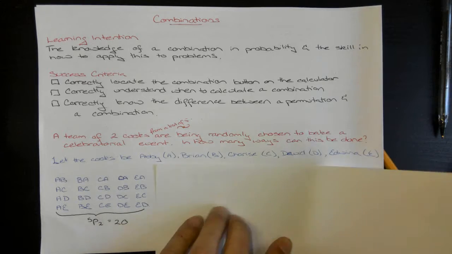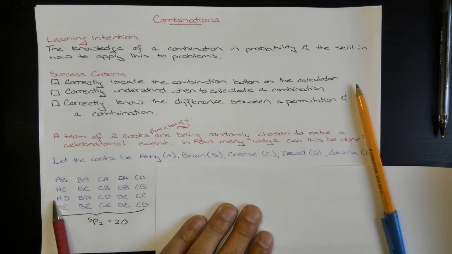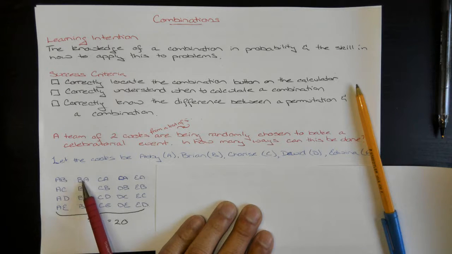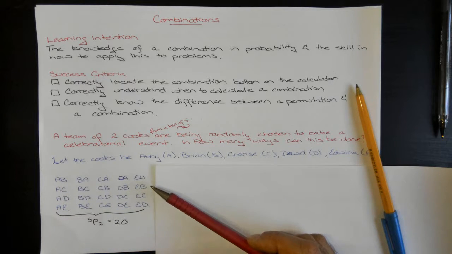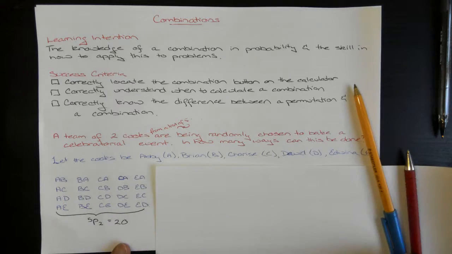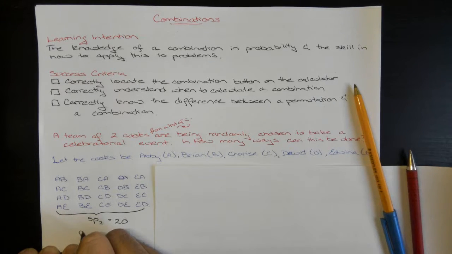So I've kind of jumped ahead and done it. So we've got Abby and Brian, Abby and Charisse, Abby and David, Abby and Edwina, Brian and Abby, Brian and Charisse, Brian and David, Brian and Edwina. So it keeps going. So we have 4 by 5 combinations, or in other words, we have a permutation of 2 out of 5 people. So this is a permutation.